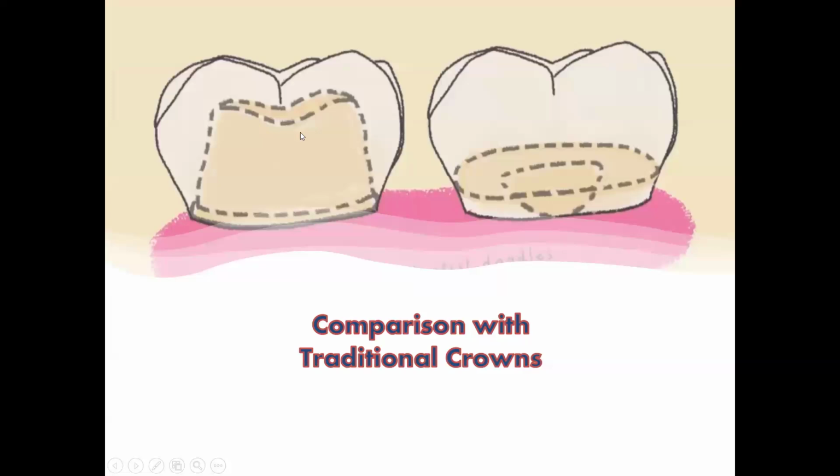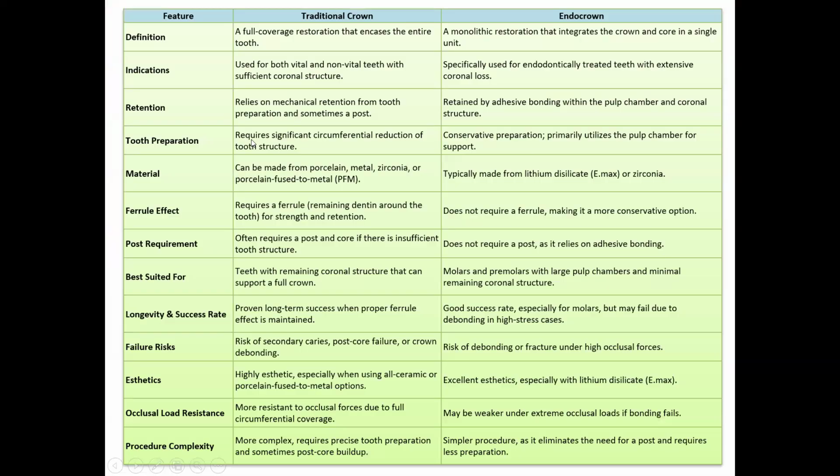This is a small comparison between a normal crown and an endocrown. When you want to prepare a normal crown, you need to have a core of this much size, whereas when you prepare an endocrown, you need a core of much less compared to the normal crown. This is a small difference between a traditional crown and an endocrown. In the definition itself, the traditional crown is a full coverage restoration that encases the entire tooth structure, whereas the endocrown is a monolithic restoration that integrates the crown and core in a single unit.